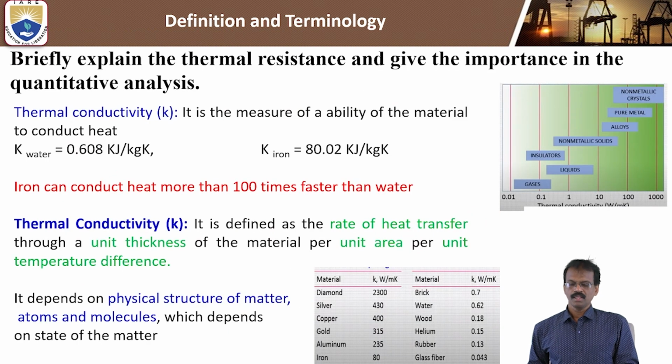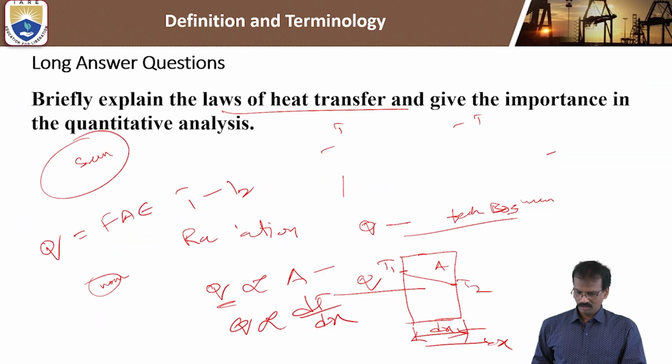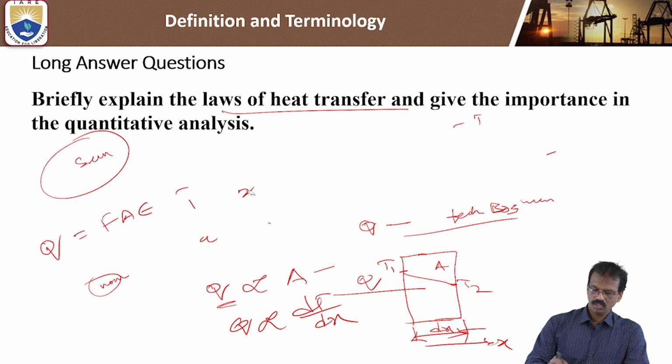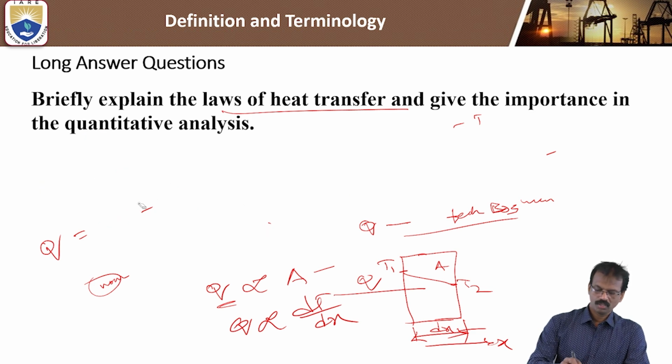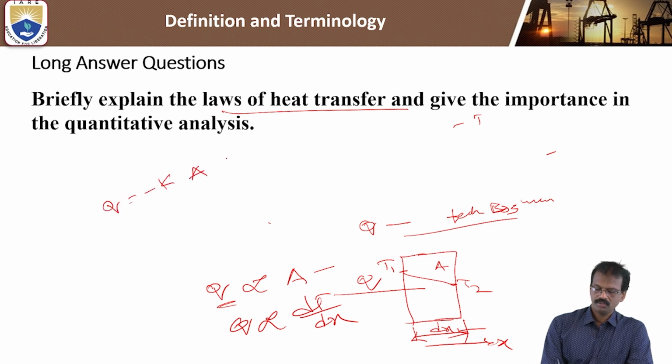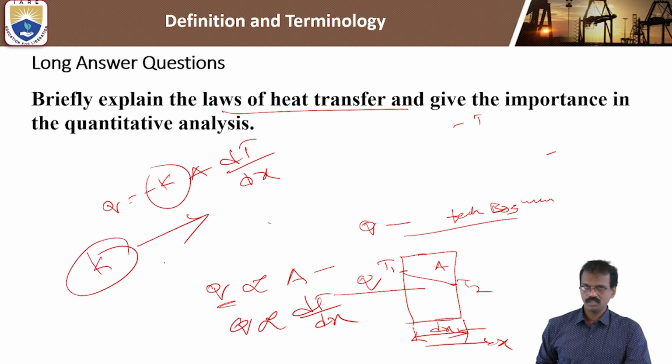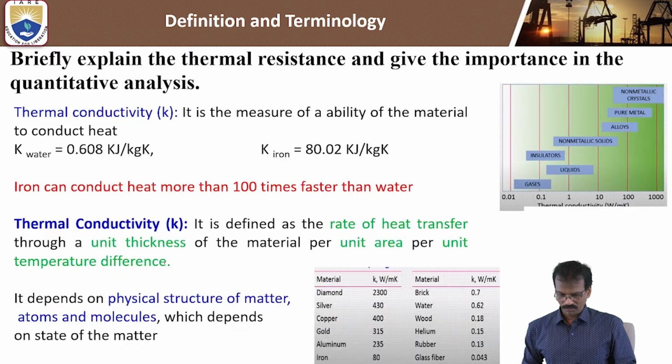Next we will see thermal conductivity. In the conduction process, that is Fourier's law, we saw one constant called k. According to Fourier's law, q = -kA dT/dx. This k is nothing but thermal conductivity. We'll see what the importance of thermal conductivity is. Thermal conductivity is the ability of a material to conduct heat.